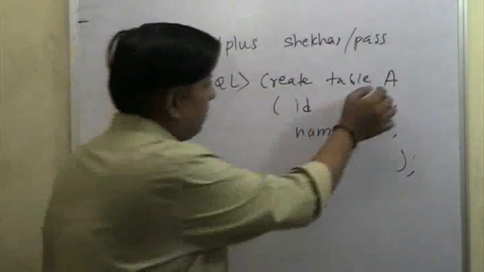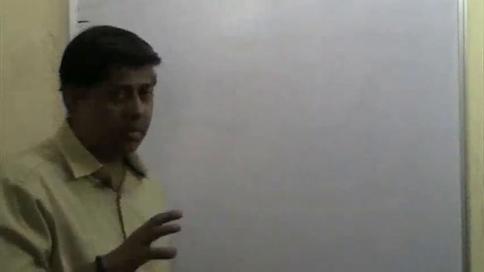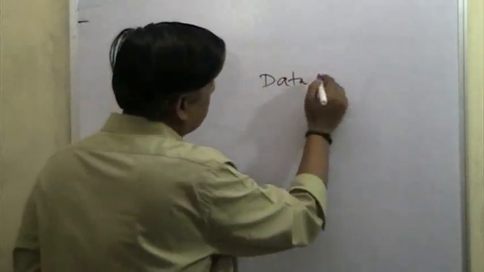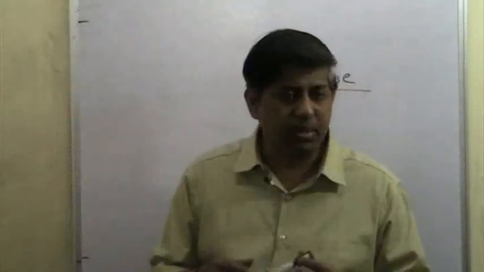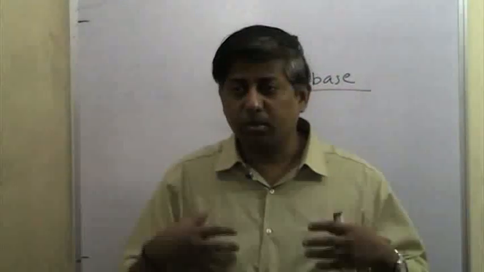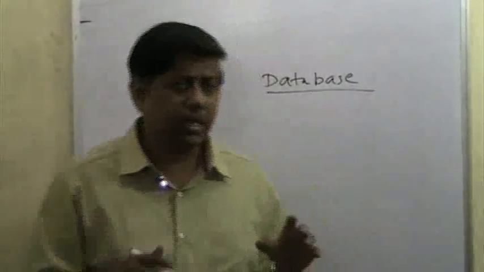When you type create table A, some space is reserved for that table A inside our database. And how is that reserved? First, we are going to understand the concept of a database. What is a database in our own mind? We have seen a database as a collection of tables. You create a table, I create a table, I create 10 tables. All those clubbed together with the data is a database. That is our simplest understanding of the database.